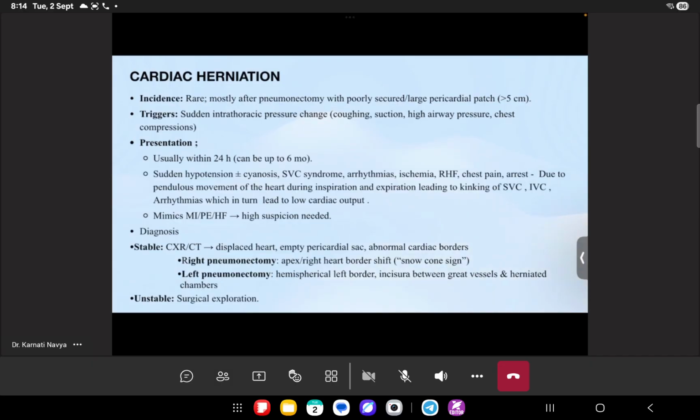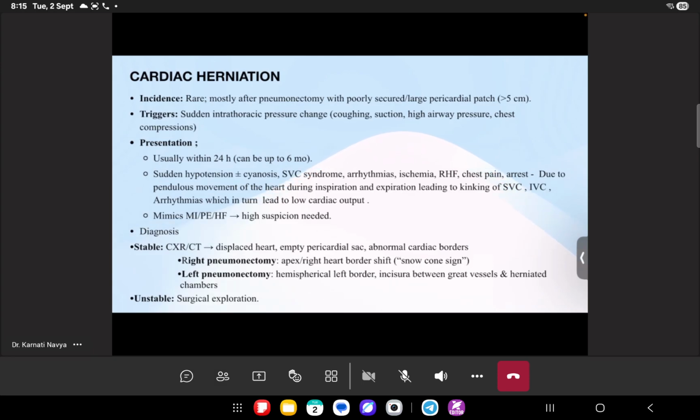Cardiac herniation incidence is rare, mostly after pneumonectomy with a poorly secured or large pericardial patch, which is more than 5 centimeters. Usually, the triggers for cardiac herniation are sudden intrathoracic pressure changes, such as coughing, suction, high airway pressures, and chest compressions. It usually presents within 24 hours and can be up to 6 months also.